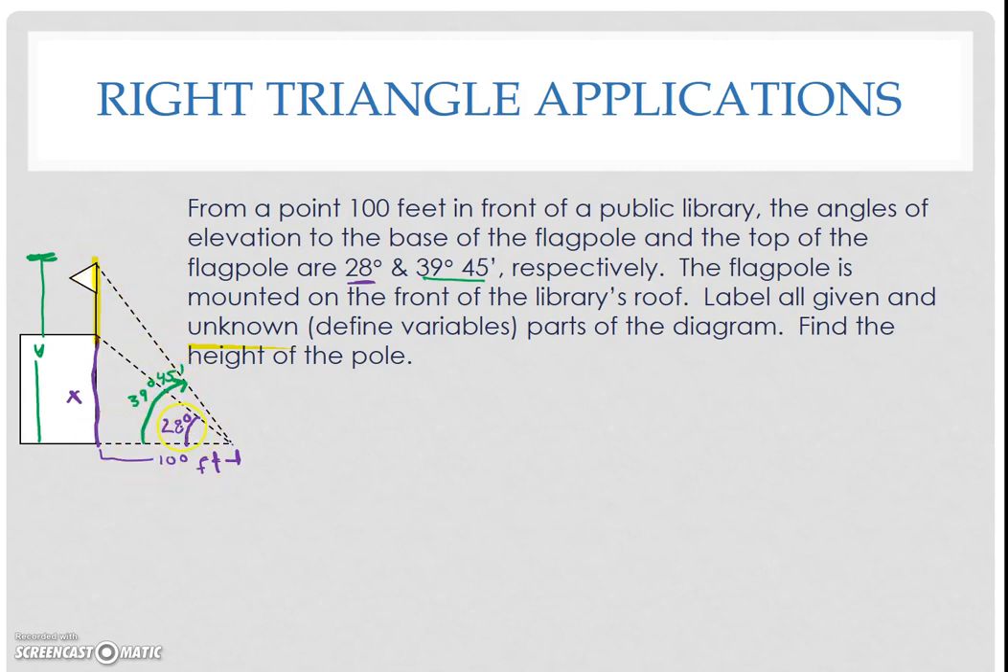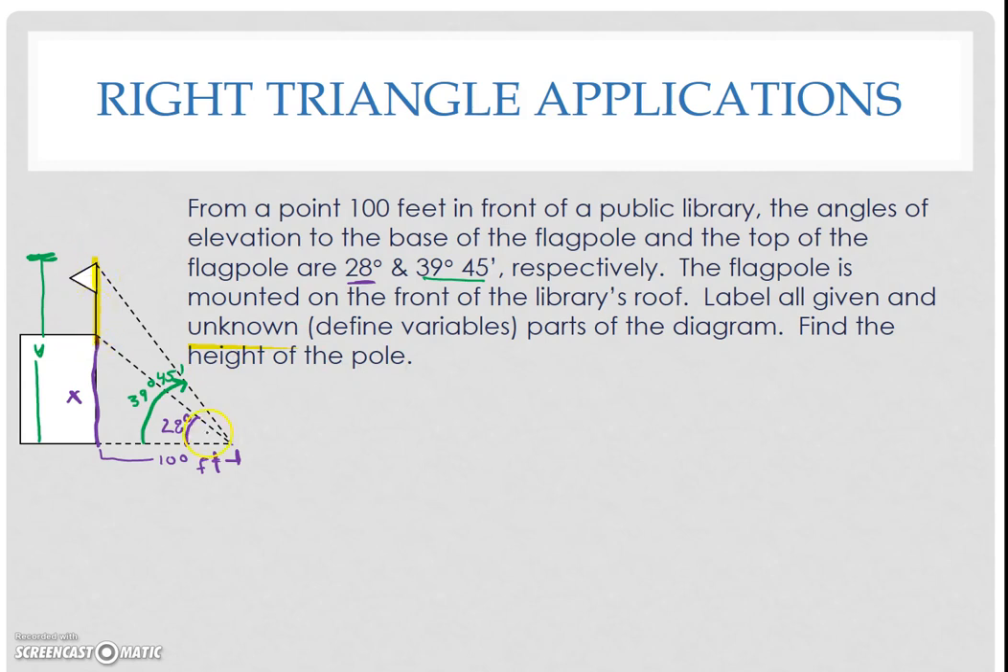Okay, so I have two angles, and I'm labeling my two unknowns. This height here, which corresponds to the angle of elevation of 28 degrees, I'm calling x. And then I have my angle of elevation, 39 degrees, 45 minutes. I'm calling that entire height y. So you can see I have this larger green triangle and then the smaller purple triangle. And ultimately what I want to know is the height of the flagpole, which I've highlighted in yellow.